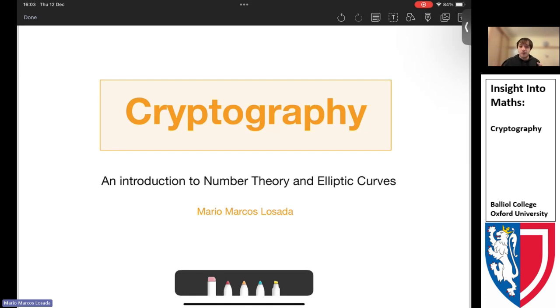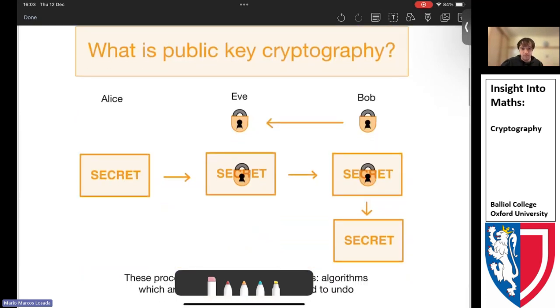There's a lot of maths involved in all of these processes. I'm going to try and look at two different examples of how maths can help to do this, one based on number theory and the other one based on elliptic curves. But before that, I want to start by saying a bit about how this general framework works.